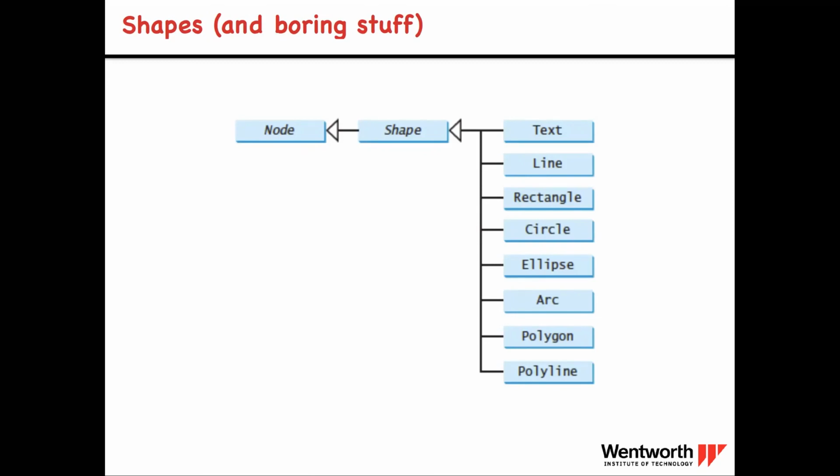Some of the shapes here that you have access to, these are all nodes: text, lines, circles, rectangles, ellipses, arcs, polygons, polylines. I'm going to show you a few of what these things do, and then what their basic usage looks like, and then we'll finish up for now.